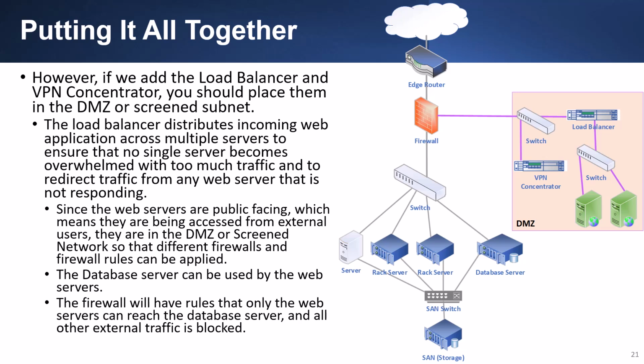However, if we add the load balancer and VPN concentrator, you should place them in the DMZ or screened subnet. The load balancer distributes incoming web application traffic across multiple servers to ensure that no single server becomes overwhelmed with too much traffic, and to redirect traffic from any web server that is not responding. Since the web servers are public-facing, which means they're being accessed by external users, they are in the DMZ or screened network so that different firewall rules can be applied.